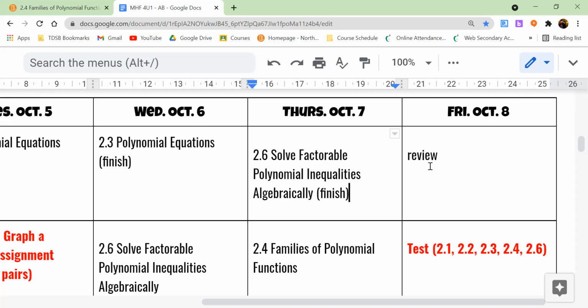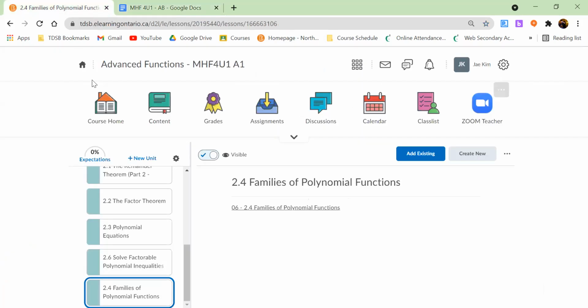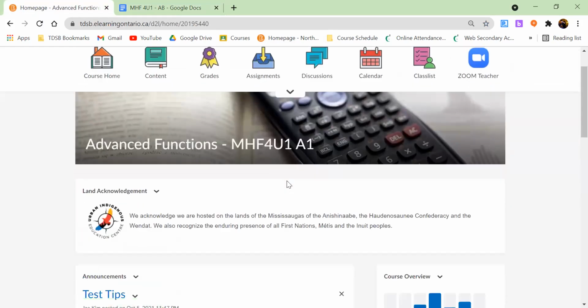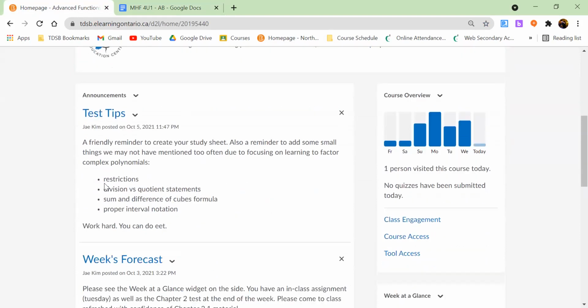The rest of the time is yours to use. If you want to study here, practice test questions in the textbook. I'll find some textbook questions for you as well. Study sheet, big thing. And one last thing, if you remember my little announcements, I told you not to forget, because it is part of chapter 2: don't forget restrictions. Don't forget what it means to do a division versus a quotient statement. Just write down a simple example on your study sheet.